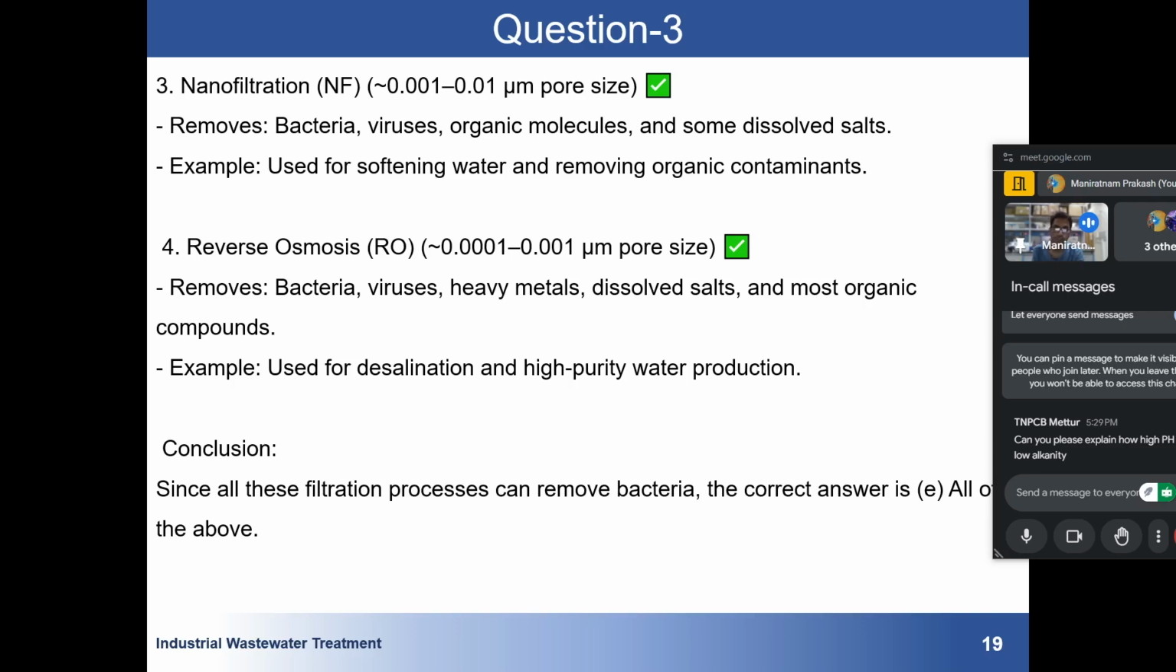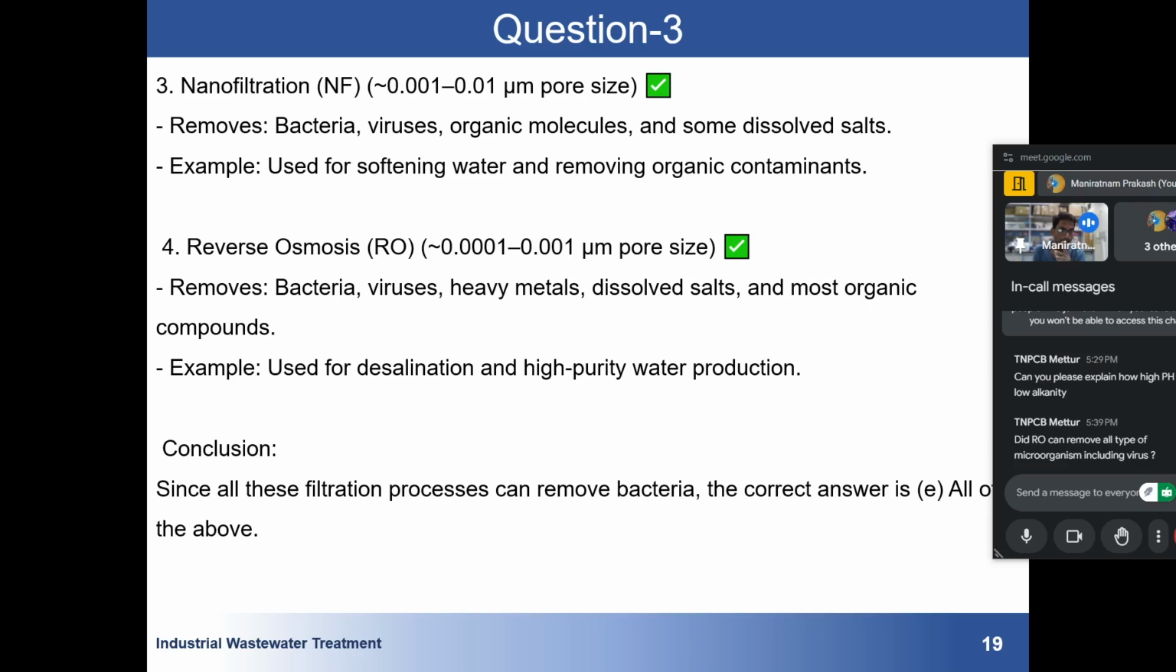Then we have reverse osmosis. Reverse osmosis is very common, though it is costly. You can see the pore size is very small, okay? It removes bacteria, viruses, heavy metals, dissolved salts, and most organics. In our homes also we are using reverse osmosis, because it removes all the dissolved salts also.